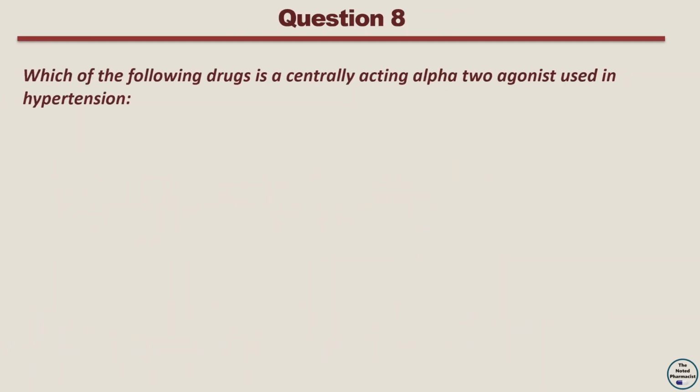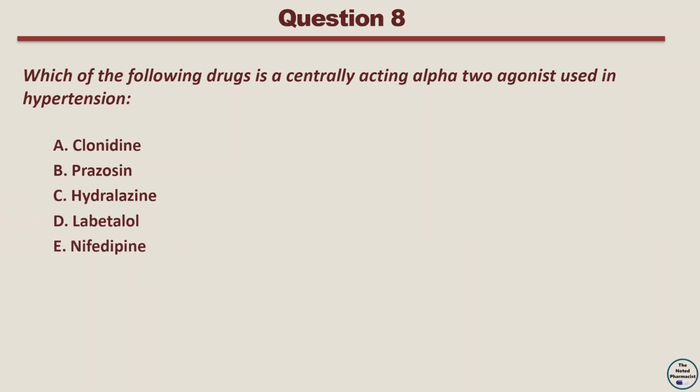Question 8. Which of the following drugs is a centrally acting alpha-2 agonist used in hypertension? Option A, clonidine. Option B, prazosin. Option C, hydralazine. Option D, labetalol. Option E, nifedipine.